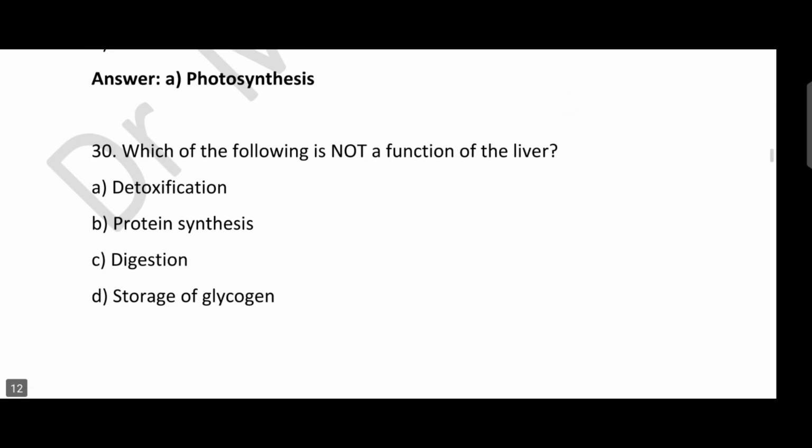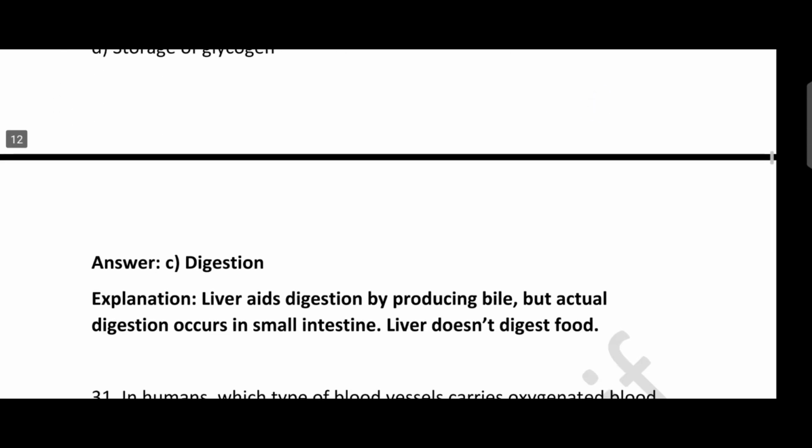Which of the following is not a function of the liver? Correct answer is option C, that is digestion, because liver aids digestion by producing bile. But actual digestion occurs in the small intestine. Liver doesn't digest the food.